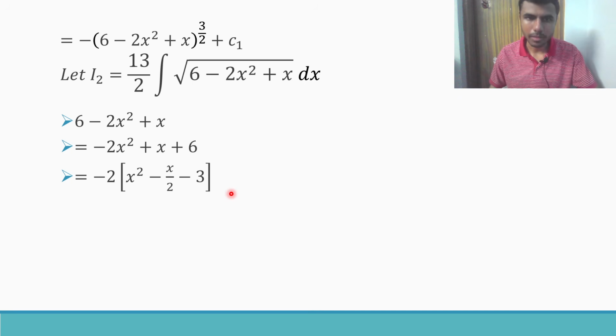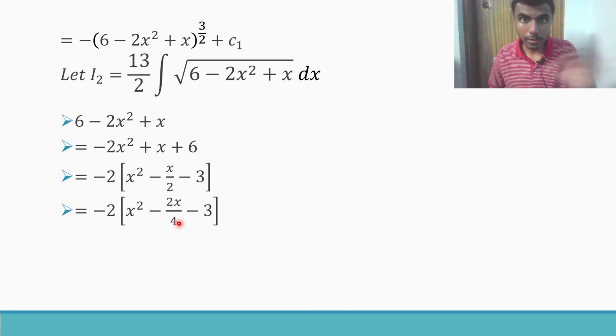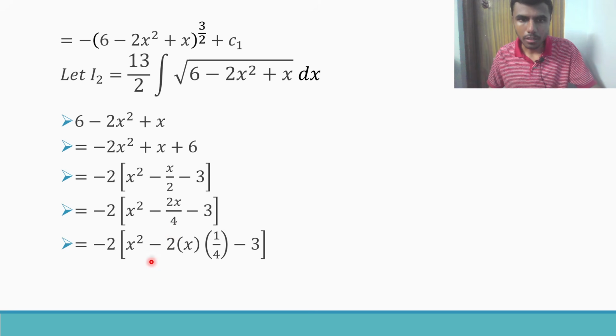Now you might think, why am I doing this? You'll understand why I'm doing this. I want to apply some formula. I'm rearranging and modifying things so that I can apply that formula. Now multiply and divide by 2 here, so that I could write it as 2 into x into something. So this I can write as 2 into x into 1 by 4.